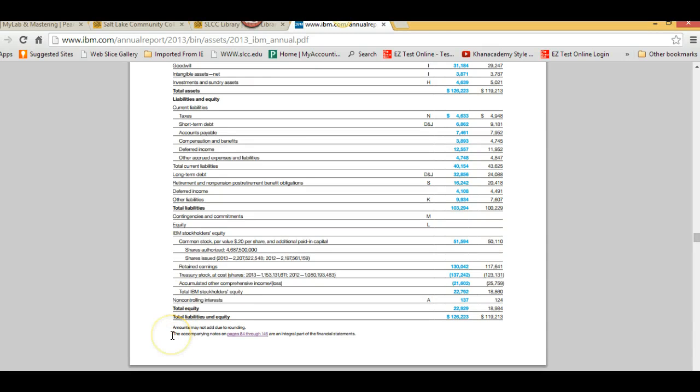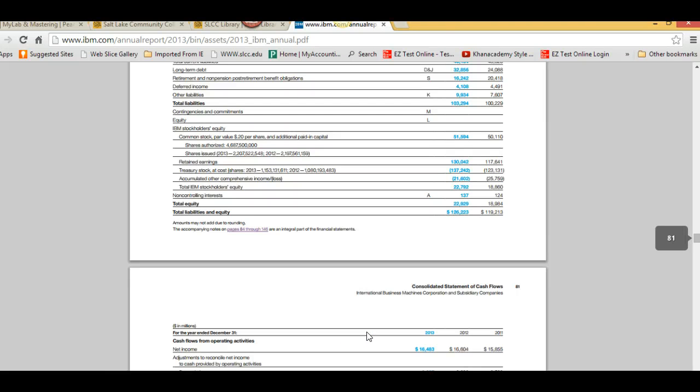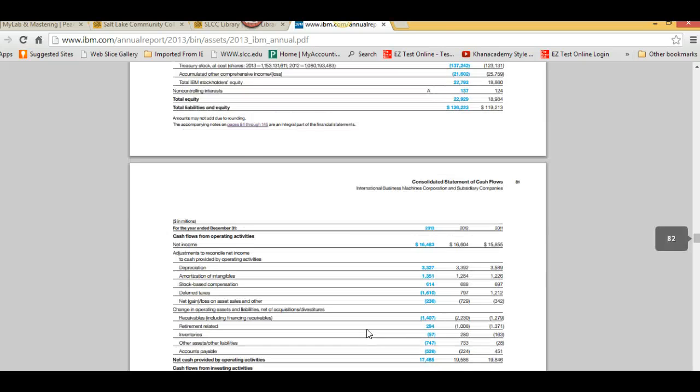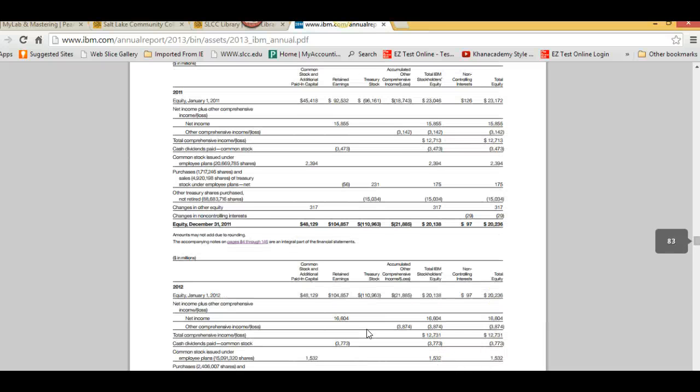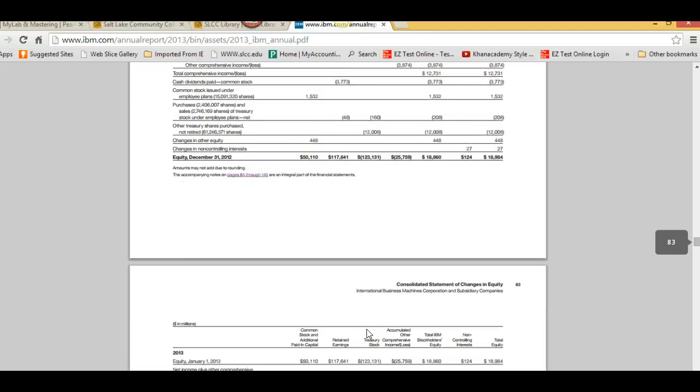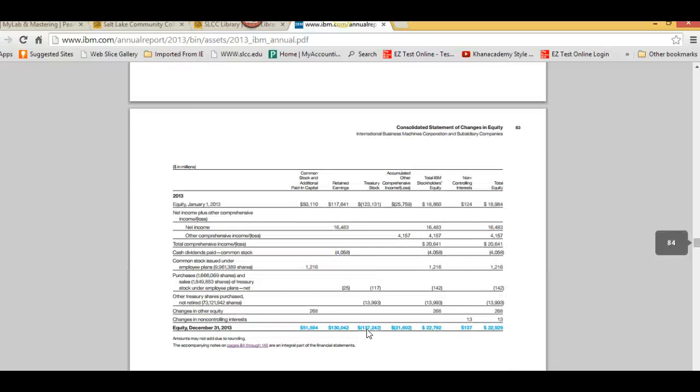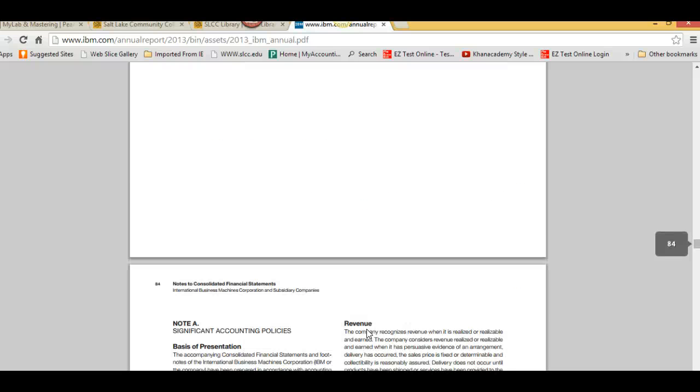IBM has also met reporting requirements because they've made the statement that the following notes are an integral part of these financial statements. So there's IBM's balance sheet, and they have a statement of cash flows, statement of changes in owner's equity, and a consolidated statement of changes in equity. We'll talk about those more later.